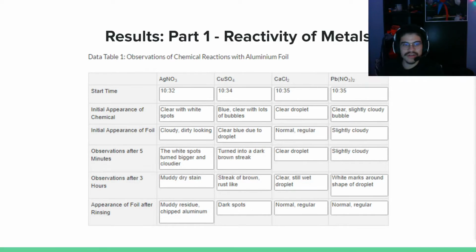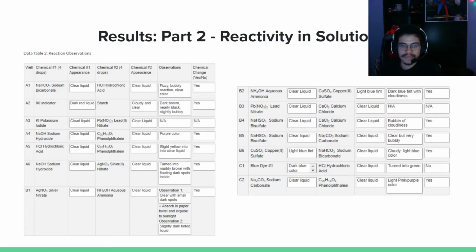As shown on screen, here are my results for Part 1, Reactivity of Metals. This includes start time, initial appearance of chemical, initial appearance of foil, observations after 5 minutes, observations after 3 hours, and appearance of foil after rinsing. Next are my results for Part 2, Reactivity in Solution. This includes all of the 14 chemical reactions that we were required to observe and record.